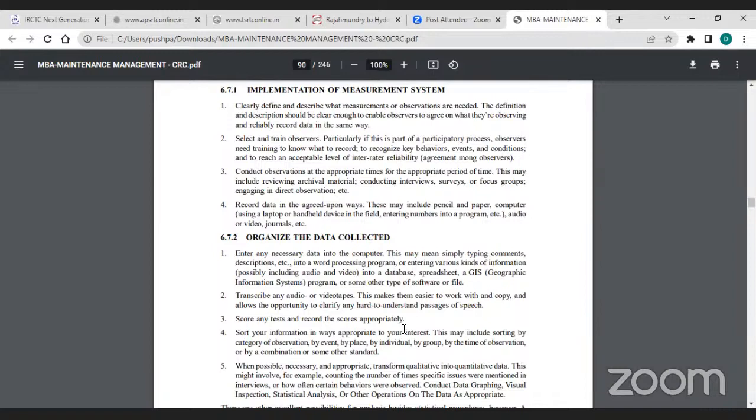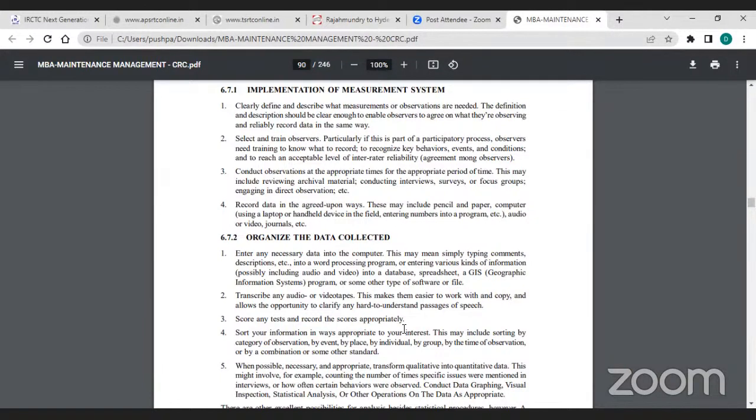So, implementation of the measurement system. How are we trying to measure it, and how are we trying to understand the data? Right. Here we have to clearly describe the measurements or observations that are needed. Then we have to train the observers on how the data is recorded, what the conditions are, and how they have to analyze the data. Then they have to conduct observations at appropriate times, over an appropriate period of time, and do the review.